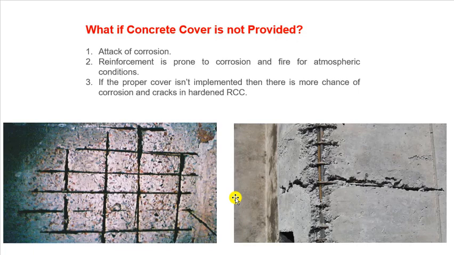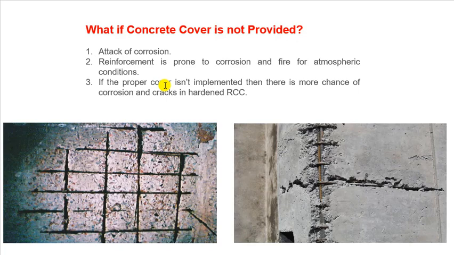What will happen if the reinforcement bars are exposed to the external atmosphere? Obviously, they can be attacked by corrosion. As we know, reinforcement is prone to corrosion and fire in atmospheric conditions. And if the proper cover isn't provided, then there are more chances of corrosion and cracks in hardened reinforced cement concrete.